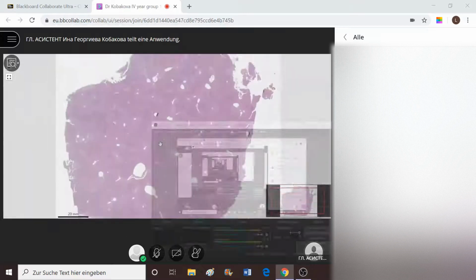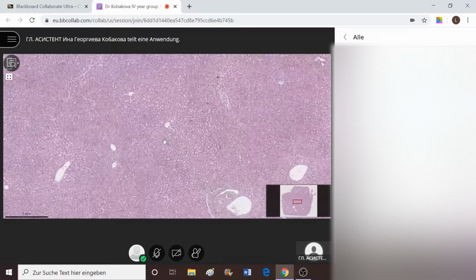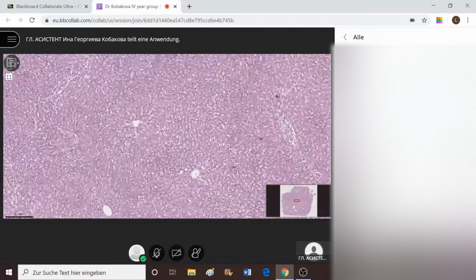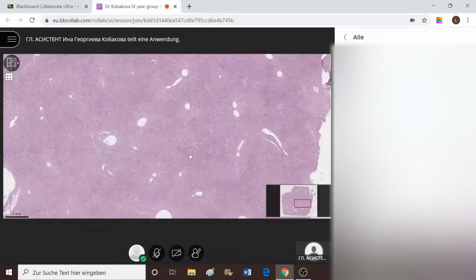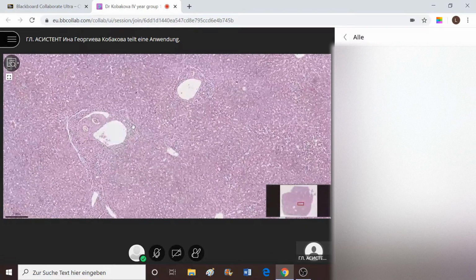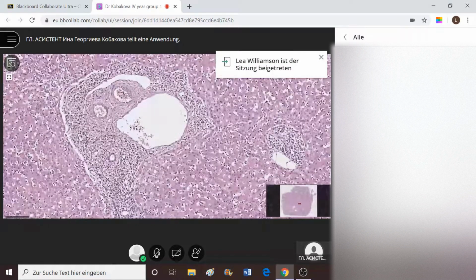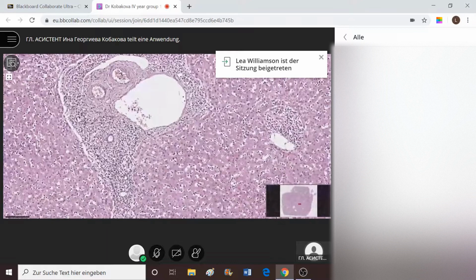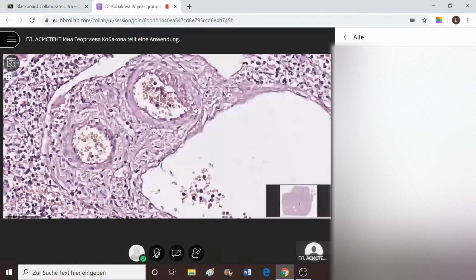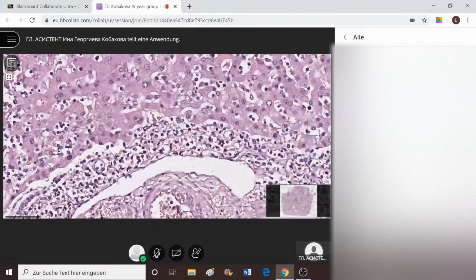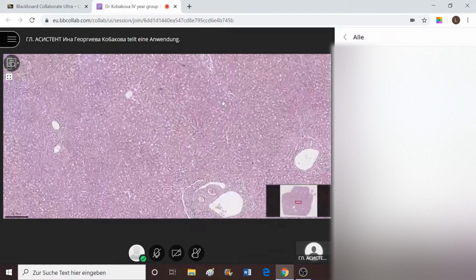How do you recognize it's liver? Obviously, portal tracts, central veins, everything recognizable here. These mostly are portal tracts or triads, where you should mention the biliary duct, the arterioles, and the vein vessel, which is not a central one. And there, it's a central vein.